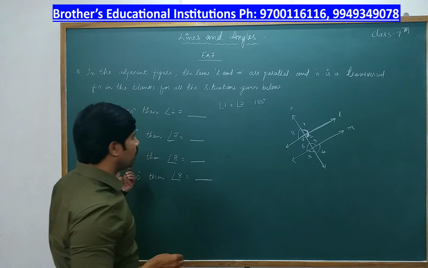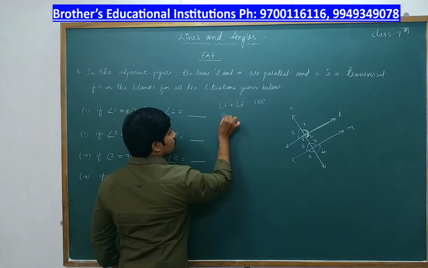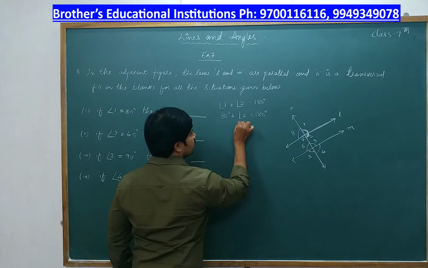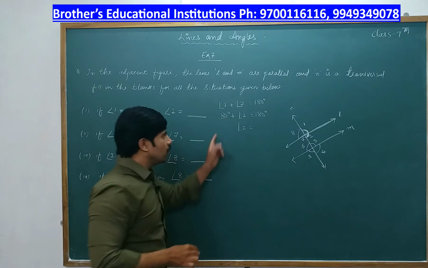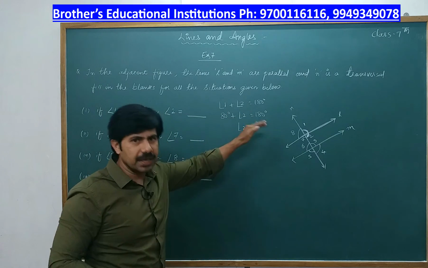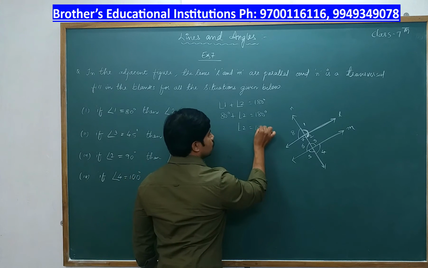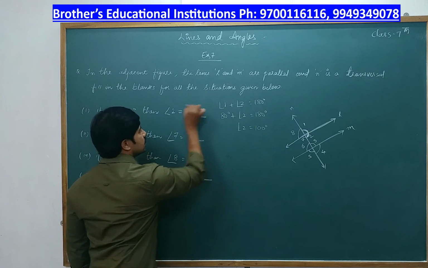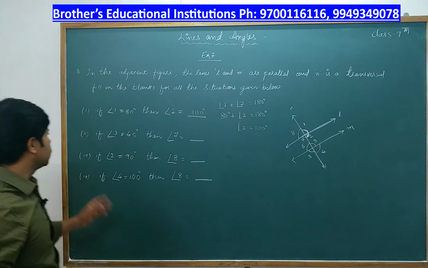What is angle 1? We have 80 degrees. So 80 degrees plus angle 2 is equal to 180 degrees. So angle 2 will be 180 degrees minus 80 degrees, that comes to 100 degrees. So angle 2 is 100 degrees. Okay, so this is completed.